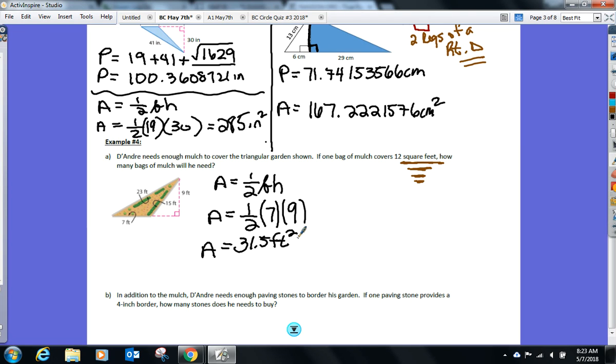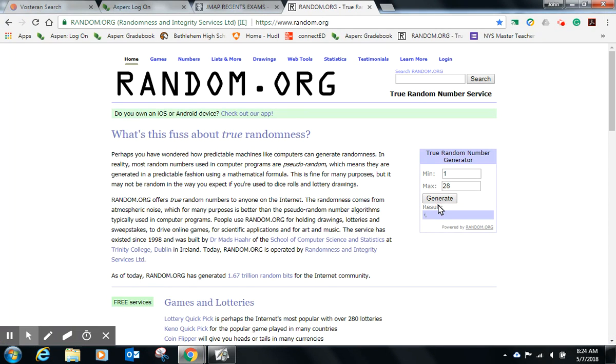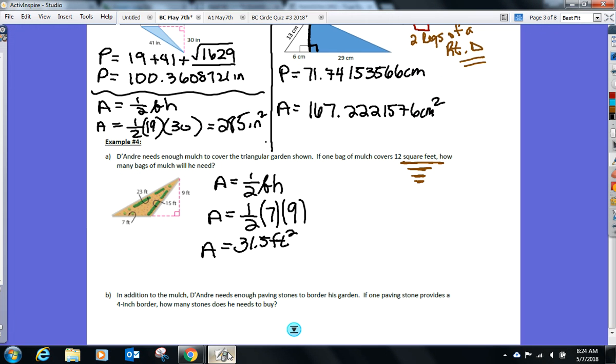All right, let's determine how many bags he's going to need. This doesn't drive me nuts, but this is an issue for kids. Do I multiply or do I divide by what they give me? That's the big question, right? One bag covers 12 square feet. This is how many square feet you guys have? 31.5. So what should I be doing with the 31.5 and the 12 square feet? Divide. Darn right. All right, so the number of bags is going to be that 31.5 square feet divided by 12 square feet per bag.